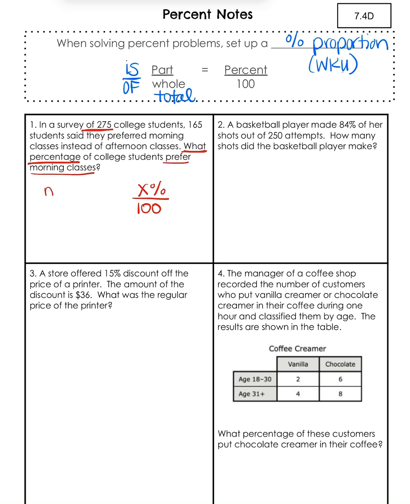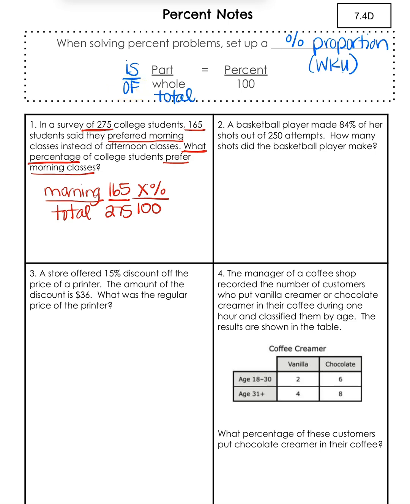And it says prefer morning classes. So my words will be morning classes, and again, what goes on the bottom? Total. So I'm just missing my middle piece. So I have morning classes in total. So if I read it, it says 165 preferred morning classes. So 165 is morning, and then of 275 is our total. So again, of is a total word. So of 275 goes on the bottom.